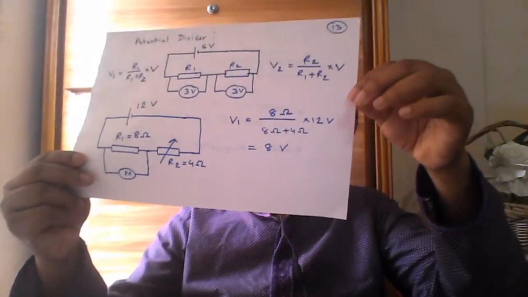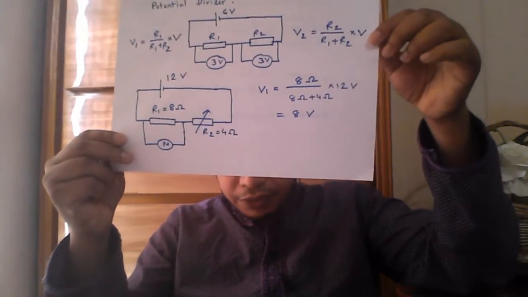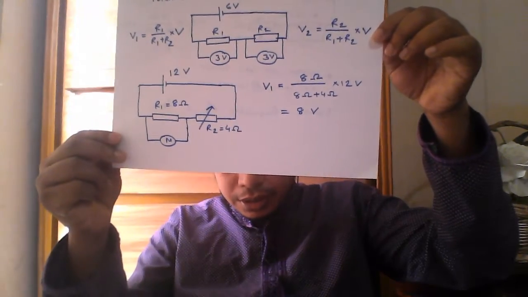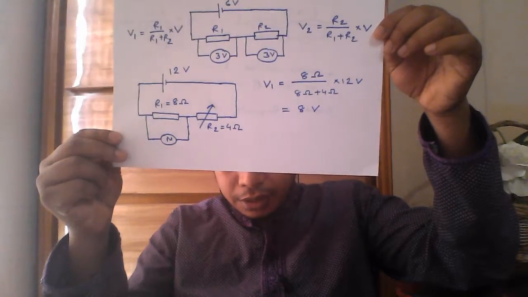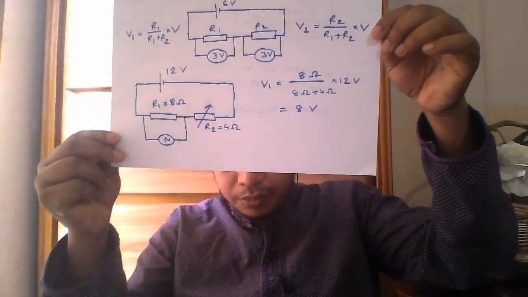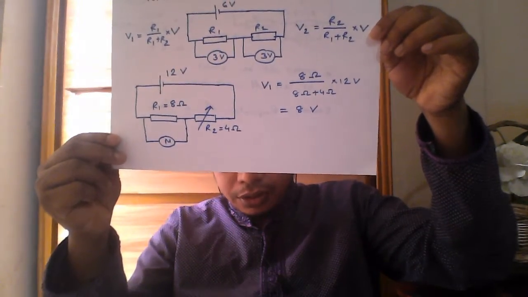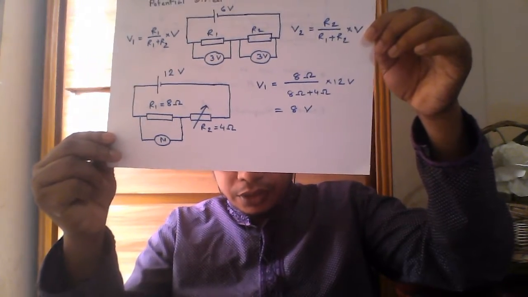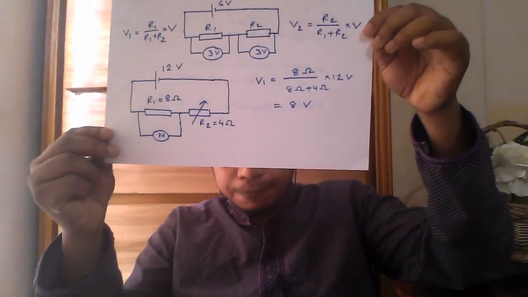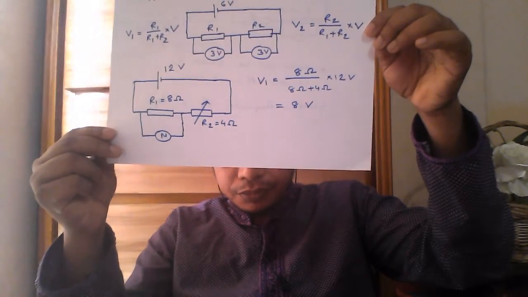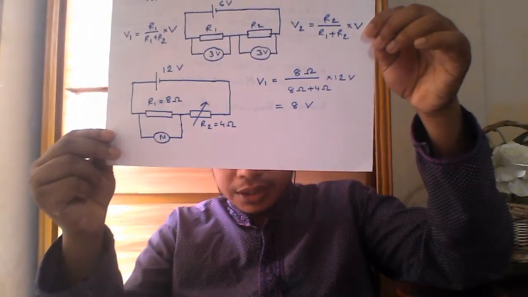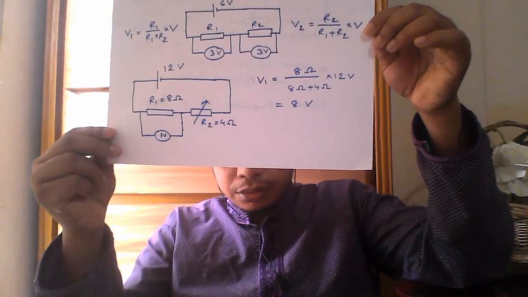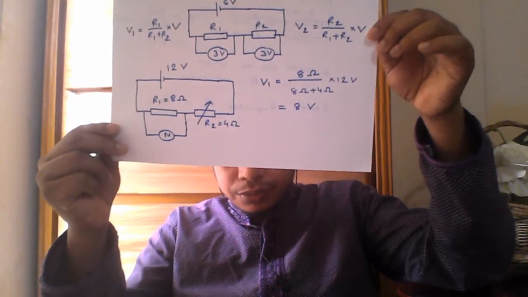So from this diagram we understand, if R1 is getting 8 volt, then R2 will get the rest, that is 12 minus 8, that is 4 volt. So R1 will get 8 volt and R2 will get 4 volt. That means the resistor R1 is getting double the voltage of R2. I think it's clear to you.